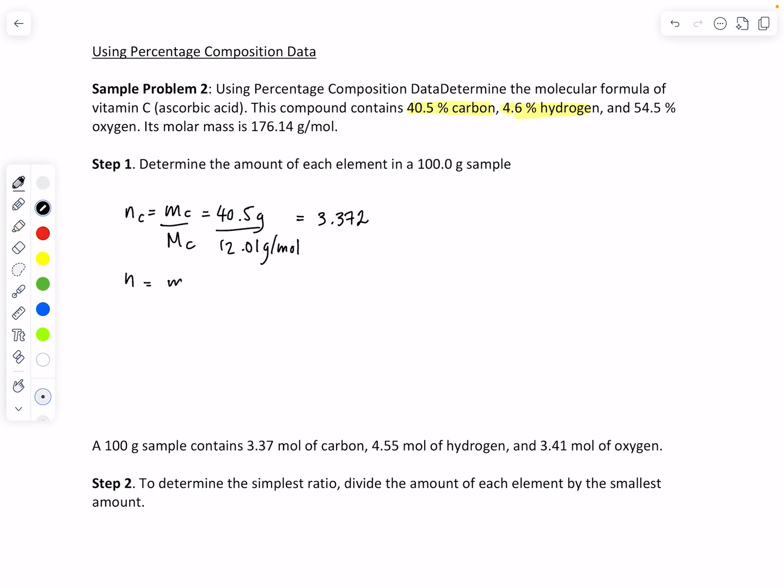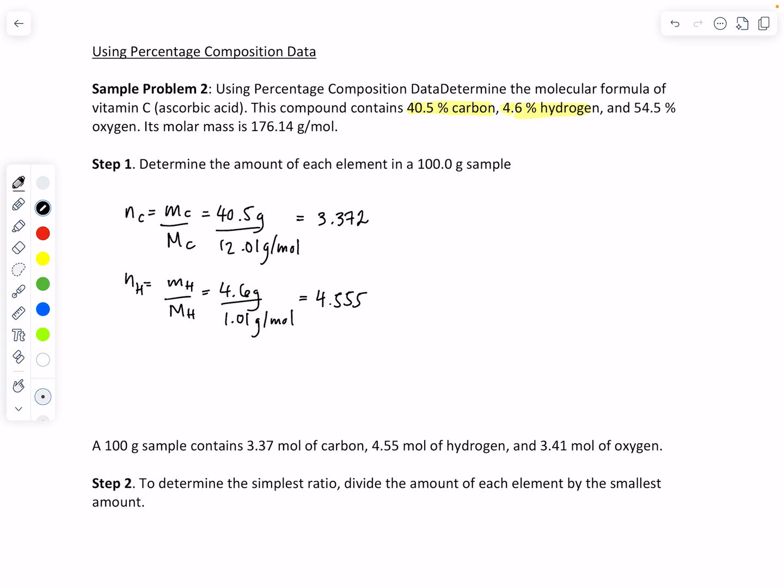Let's do the same for hydrogen. It's the mass of hydrogen divided by the molar mass of hydrogen. So that is 4.6 grams. That's the amount that 4.6% of 100 grams would be, divided by 1.01 grams per mole, the molar mass of hydrogen. If we punch this in, we get 4.555.